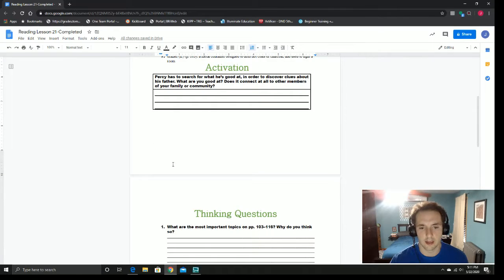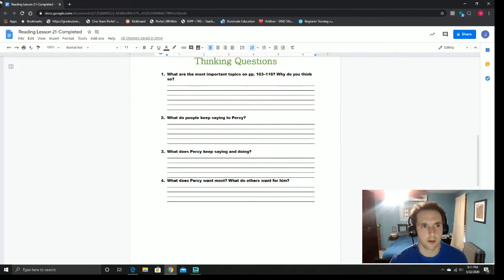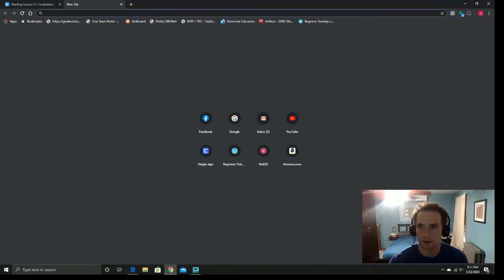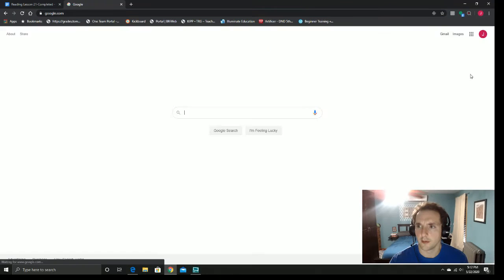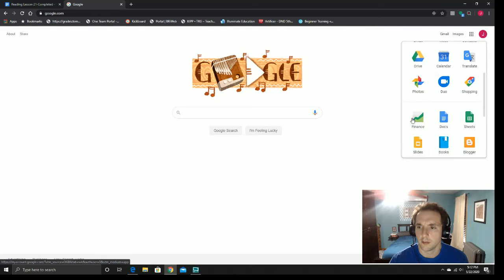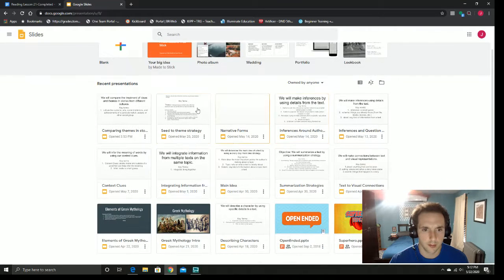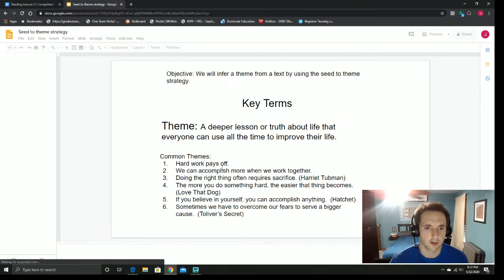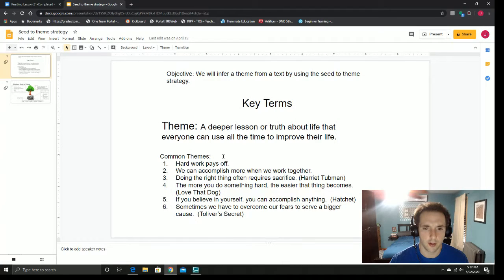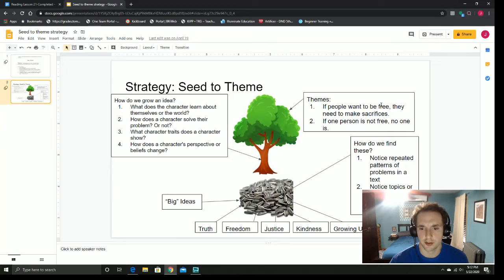Let's dive in. Again, this is the same lesson that we've seen a couple times at this point. I should have already brought it up, but this will be pretty fast. I'm actually just going to skip over this part where we talk about different kinds of themes. We know that a theme is a deeper lesson or truth about life that everyone can use all the time to improve their life. And actually just go right into our seed to theme strategy, one that we've seen quite a few times.